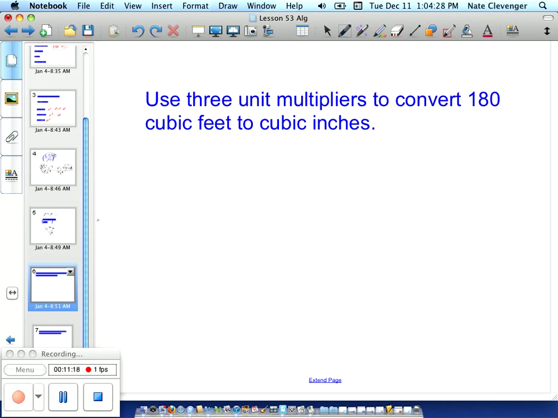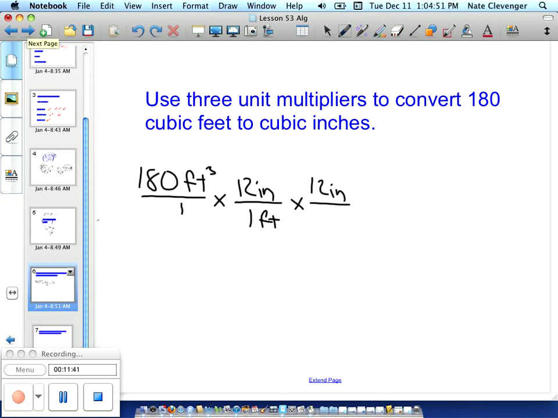One more little piece to this, it looks like. Use 3 unit multipliers to convert cubic feet to cubic inches. We have 180 feet cubed over 1, and we want to convert that to inches, so we have 1 foot is 12 inches. So how many times are we going to have to do that? 2 more times. 2 more times for a total of 3.